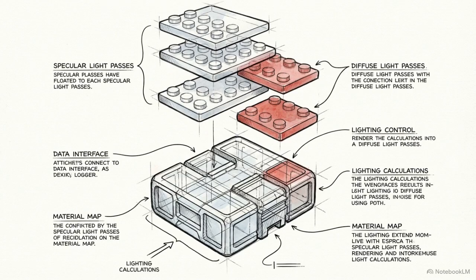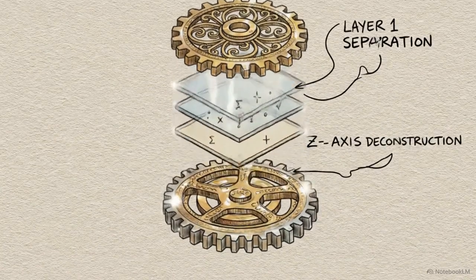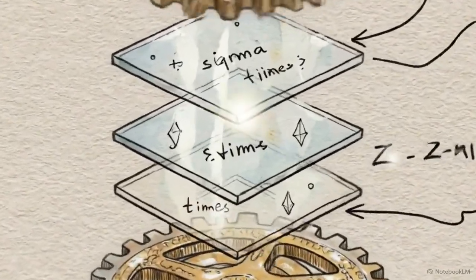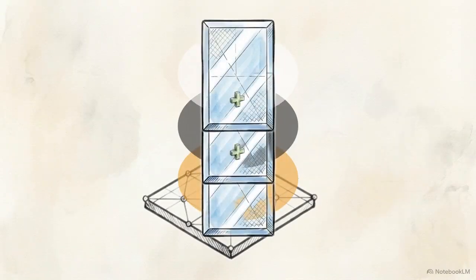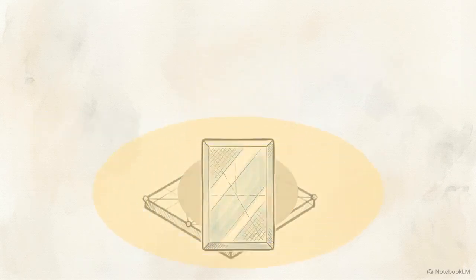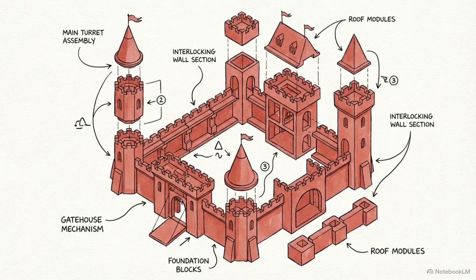A 3D program builds a scene by generating different passes, which we call AOVs. AOV stands for Arbitrary Output Variable, which is a technical term for a specific layer of rendered data, like shadows or reflections. The first major building block is the diffuse pass. You can think of this as the foundational base color of your object, kind of like the structural red Lego bricks holding up a toy castle. It contains the raw color without any shine or glow.